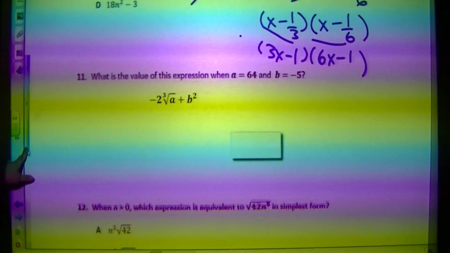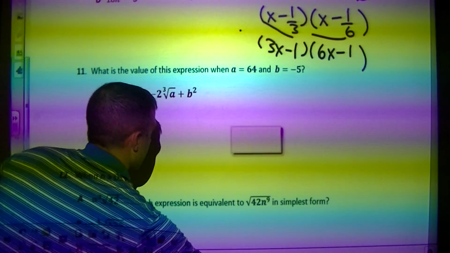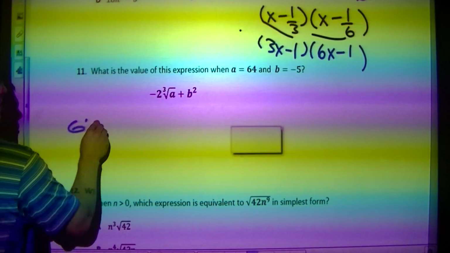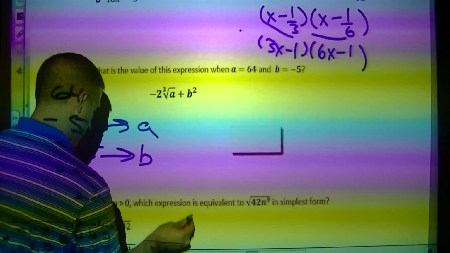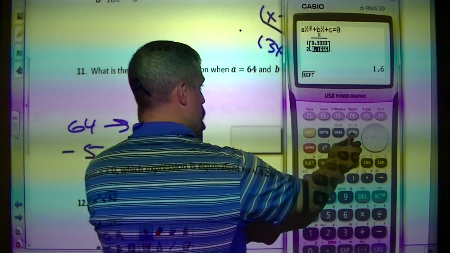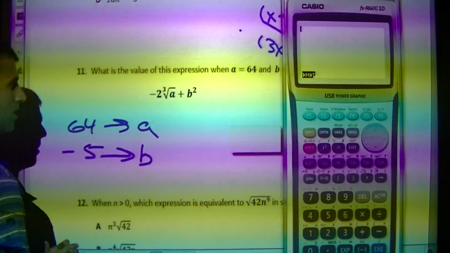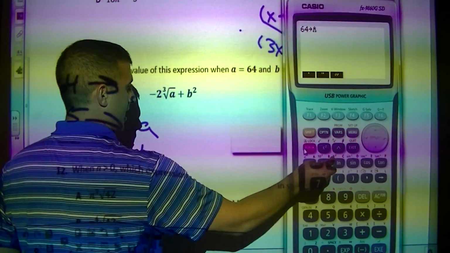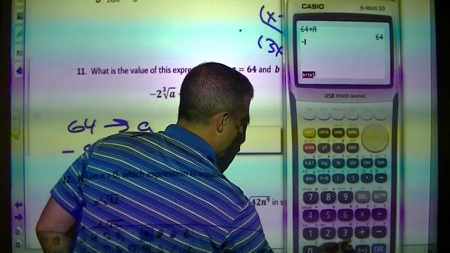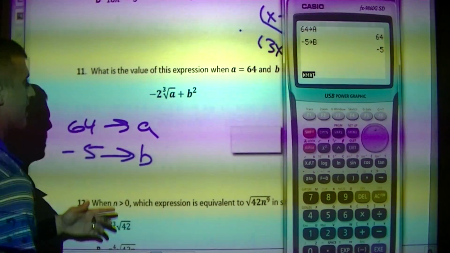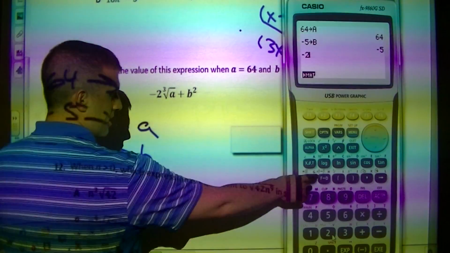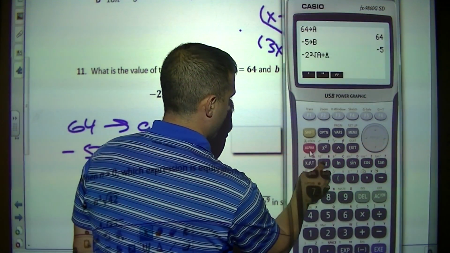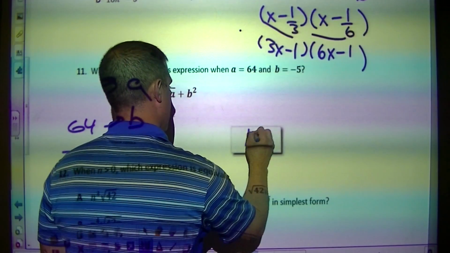Okay, moving on, number 11. Once again, this is going to be 64 for A, negative 5 for B. So I'm going to go to the menu, go to run. Do 64, arrow. The A is located right here, so alpha, and then A. Enter. Then negative 5 for alpha B. Once again, I'm going to type this in. Negative 2. The cube root is right there, so shift that, alpha A plus alpha B squared. And it tells me that's 17, and that's my answer.